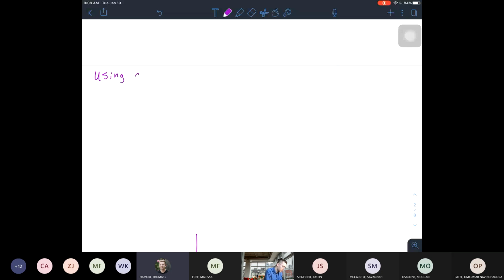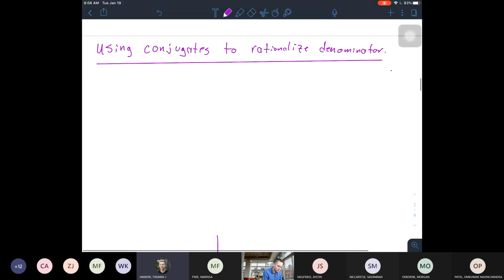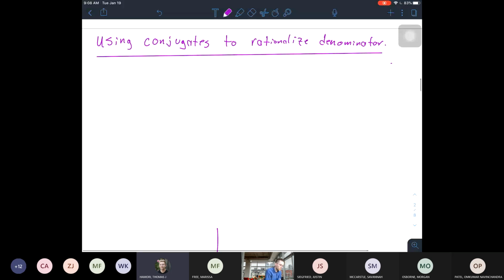Using conjugates to rationalize the denominator. That's better. Okay, so let's try the following. So this is based on the following principle.